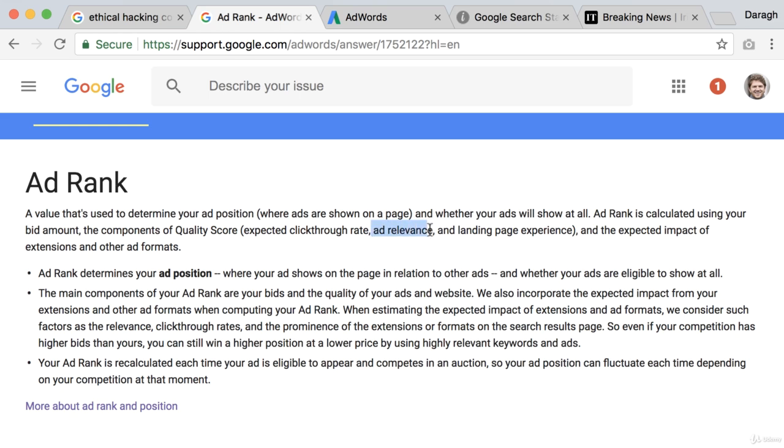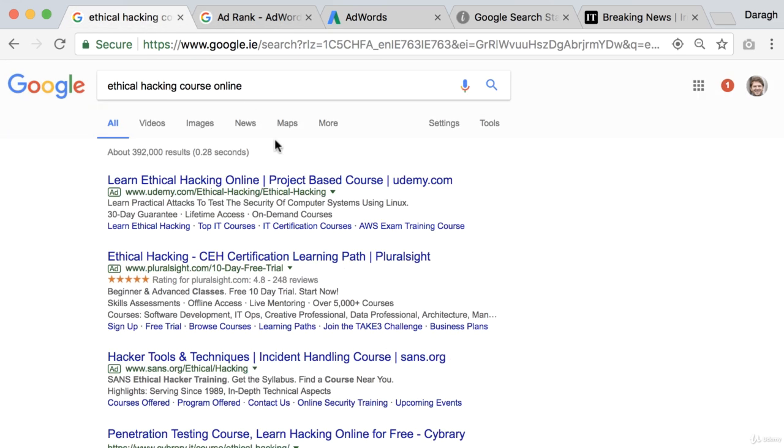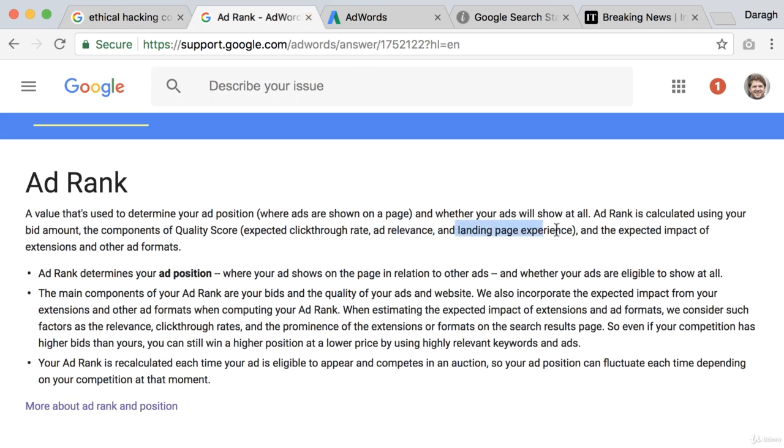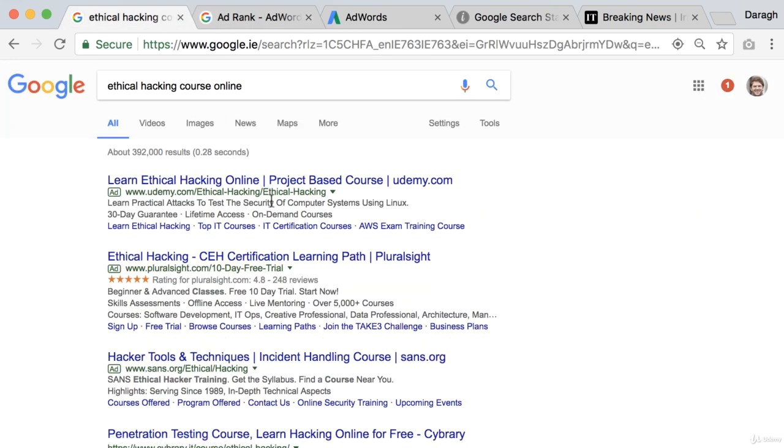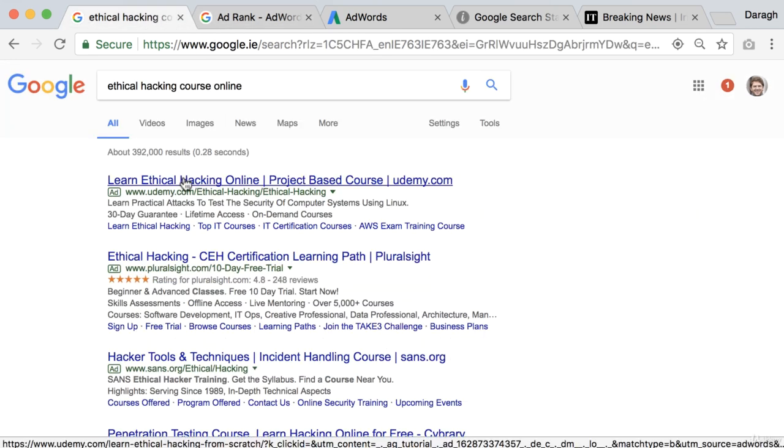Now, ad relevance, of course, is very important. So you really want to make sure that your ad includes the keywords that you're appearing in the ad for, so people will click through, and also your landing page experience. So when they do click through on the ad, are they actually staying there, or are they just clicking straight back out of there? And Google will be really measuring all of that.